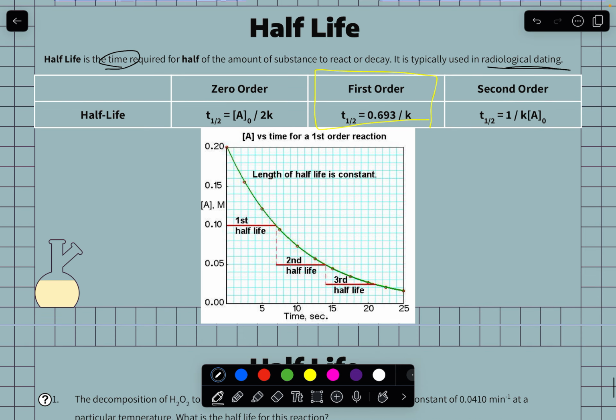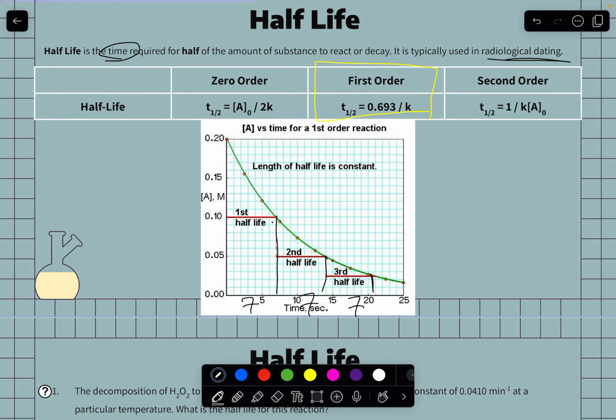Okay. So an important factor with half-lives is for first order reactions, the half-lives are an equal amount of time. So the length of the half-life is constant. So our first half-life takes about 7 seconds. Second half-life happens at 14, third is at 21, right? Each of these is 7 seconds long. If that is constant, then it is a first order reaction, okay? If it is not constant, it's not first order, but if it's constant, it's first order. So it's one thing we need to understand with this.